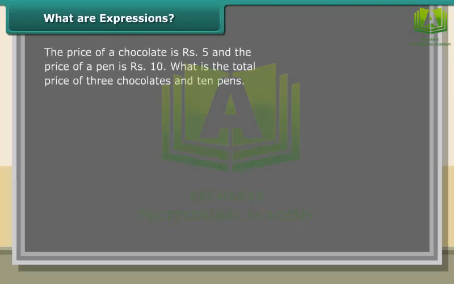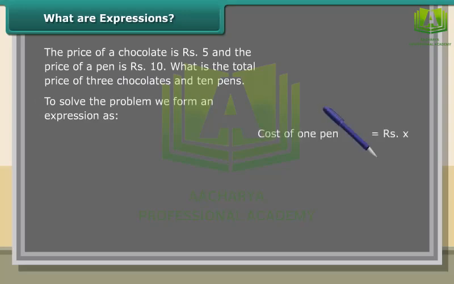The price of a chocolate is ₹5 and the price of a pen is ₹10. What is the total price of 3 chocolates and 10 pens? To solve the problem, we form an expression as cost of 1 pen is equal to ₹X. Cost of 1 chocolate is equal to ₹Y. Cost of 3 chocolates is equal to ₹3Y. Cost of 10 pens is equal to ₹10X.